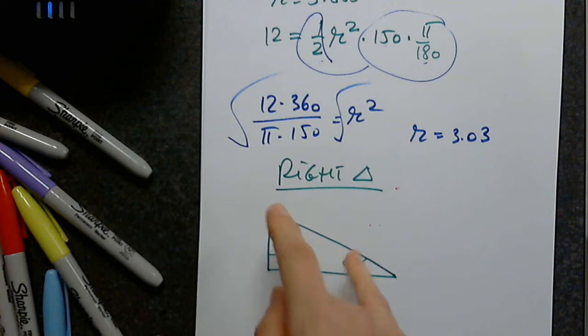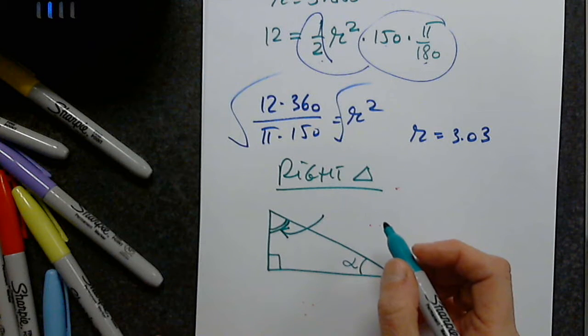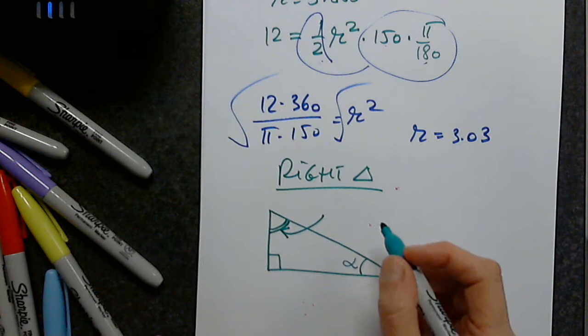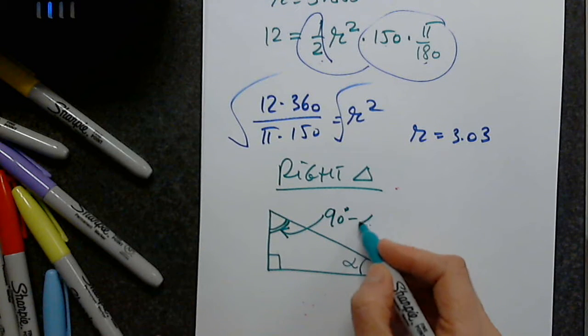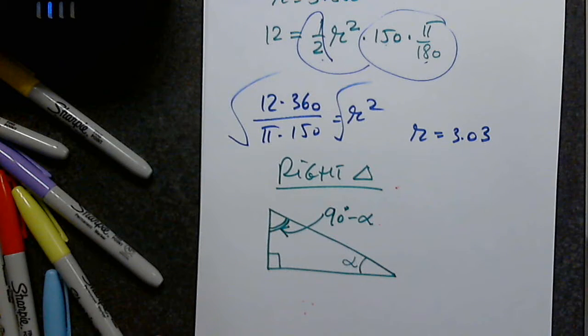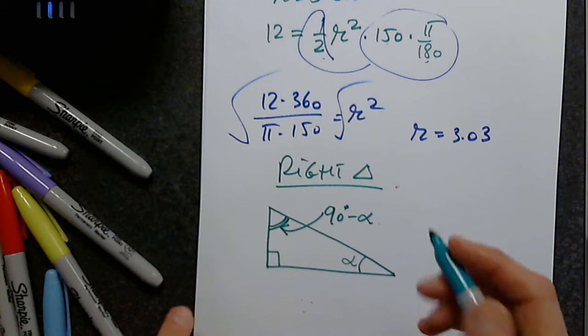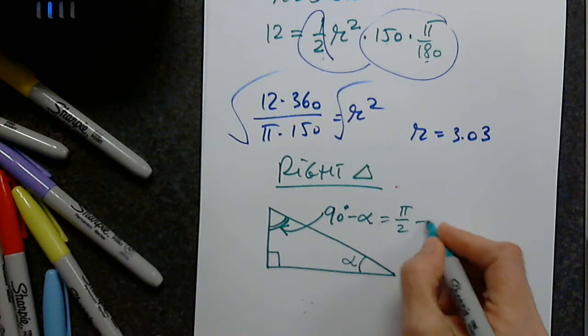So then the measure of this angle must be 90 minus alpha, because 90 minus alpha plus 90 is 180. Right? So if this is alpha, this is 90 minus alpha. Agreed? Yes. Or, another way, pi over 2 minus alpha.